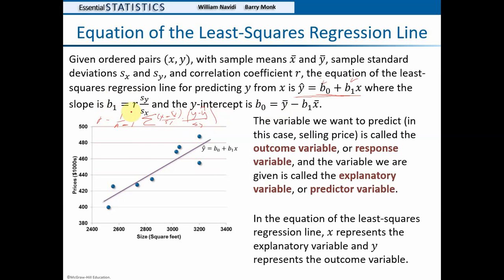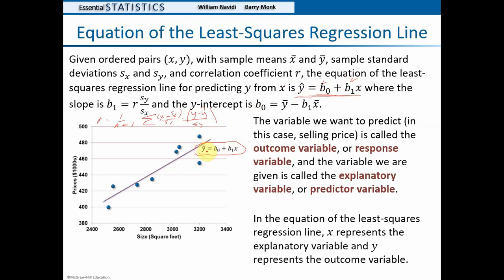So here we go back, we take our R value and multiply it times our ratio s sub y over s sub x. That gives us B1. And for B0, once we know that, we take x bar, multiply it times B1, subtract that from y bar, the average of the y's, and that gives us B0. And that builds this equation right there.